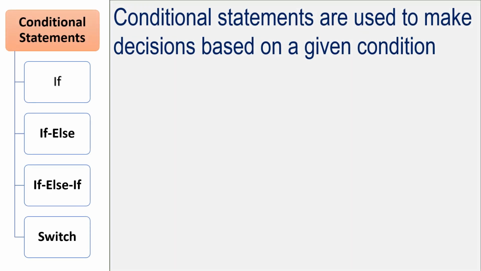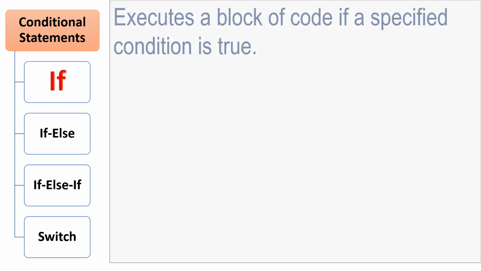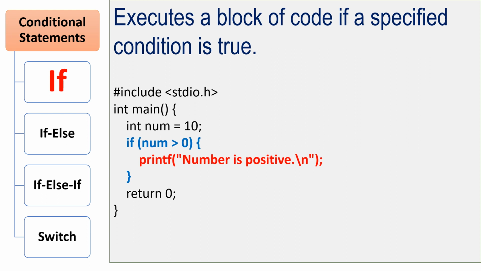Conditional statements take decisions based on conditions. They are: if statement. It executes a block of code if a particular condition evaluates true. In this example, 10 is stored in a variable number. Only if the value is greater than 0, only then it prints number is positive.